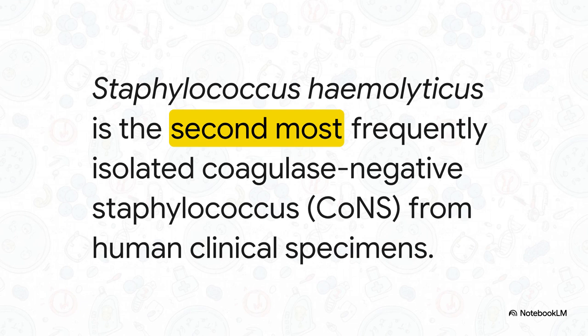I mean, just think about that for a moment. This isn't some rare, exotic pathogen we're talking about. It is the second most common coagulase-negative staph we see in the lab, right behind Staphylococcus epidermidis. This organism is a major player, and its rise to the top is a pretty stark reminder of how quickly the microbial landscape can shift under our feet.